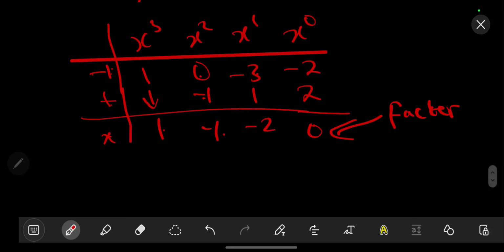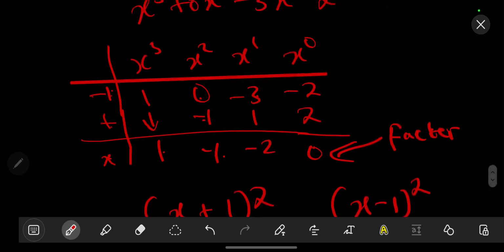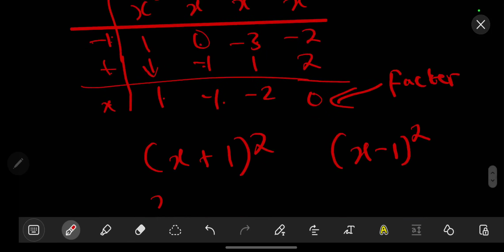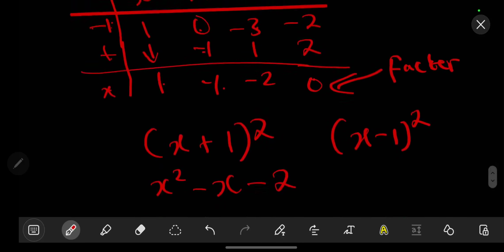So we have found that our x plus 1 two times is a factor, and also our x minus 1 two times was a factor. So now, if it is reduced here, we are going to have x squared, then minus x, then minus our 2 like that. So this is what we have.